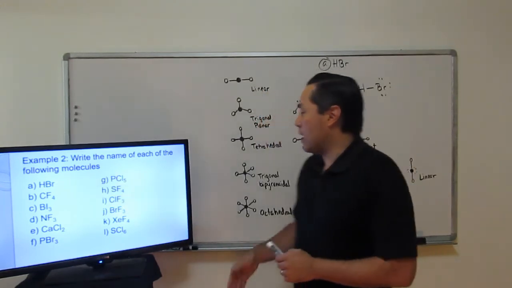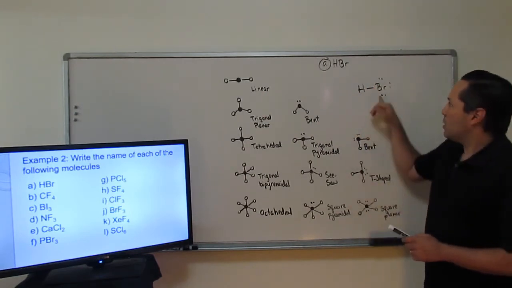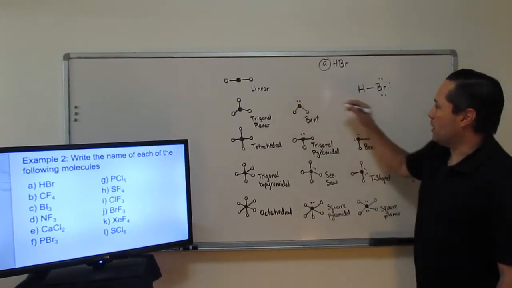So the first one is A. A is HBr. So here's the Lewis dot diagram. It's got one single line, so the name for this one is just linear.